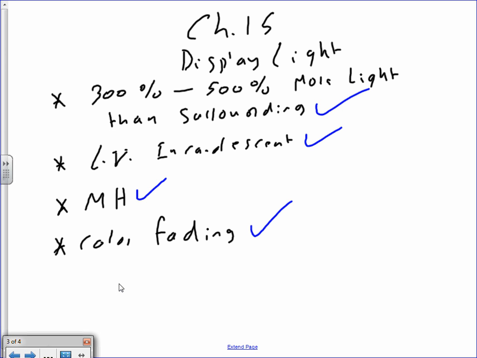So it'll be nice to see how they handle the task lights, or display lights, for all these merchandise. Anyway, in order to make things stand out, if you want Chad to stand out, right, the first thing you have to do is make the light on anybody stand out 300 to 500 percent more than the surrounding.